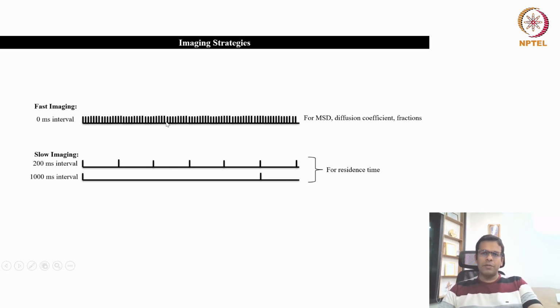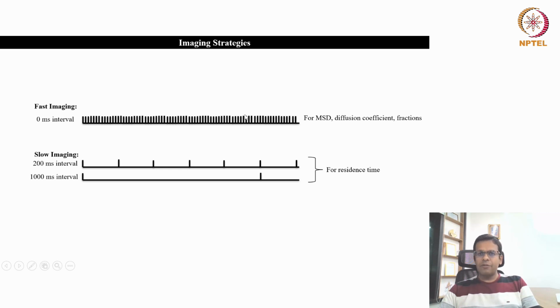We are continuously observing the molecule by keeping the lasers on and the camera on continuously, just like a continuous video recording. But the drawback of this approach is that we will bleach the molecule faster because we are continuously imaging. We are continuously keeping the lasers on, and the camera on. So the molecule will bleach faster. If I want to measure the residence time, how long this molecule stays at that position, then the residence time will be compromised because of the photobleaching. So this is not a good approach to quantify the residence time.